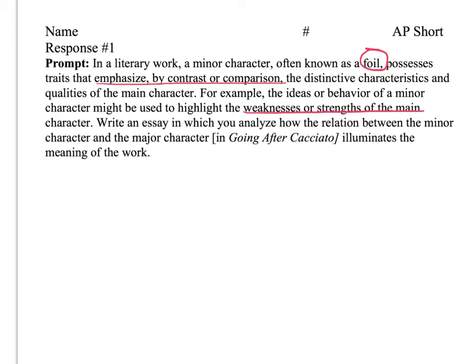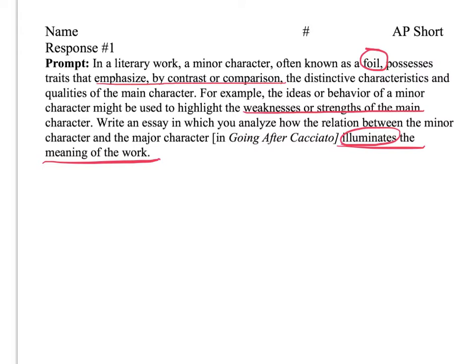Now, the part that makes this an AP essay and makes this a little bit trickier is that the AP board, the AP test, wants you to talk about how understanding that character helps you understand the entire meaning of the work. And they use this word illuminates very purposefully. They really want you to explain how your understanding of the work is enhanced and increased and made more detailed by looking at this analysis.